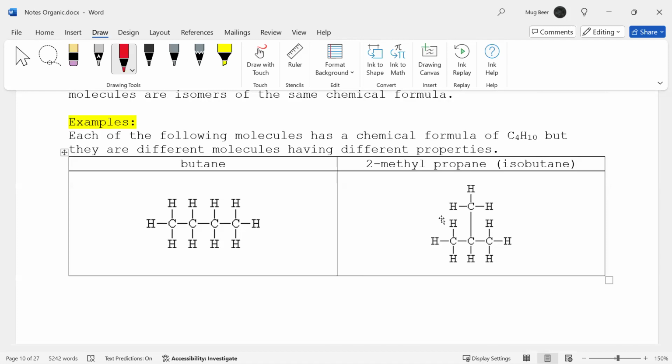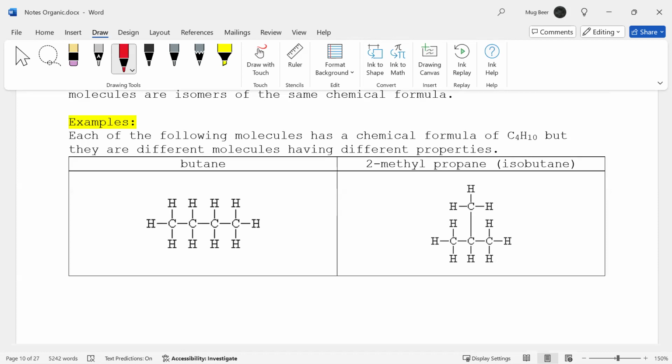So it's C4H10. This is also C4H10. But they are not the same molecules. The butane molecule is about 1,000 times more reactive than this propane molecule. Why is this a propane molecule? Because the main chain is only 3 carbons long. It's got a 4th carbon as a side chain, but it's a 3 carbon chain with a 1 carbon side chain.